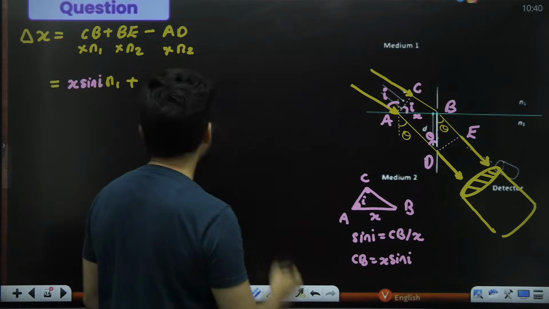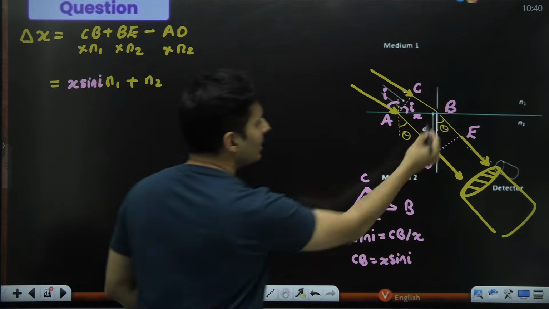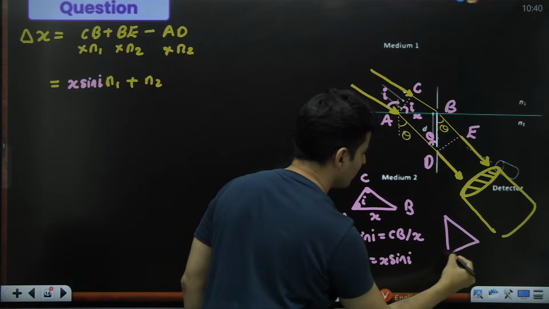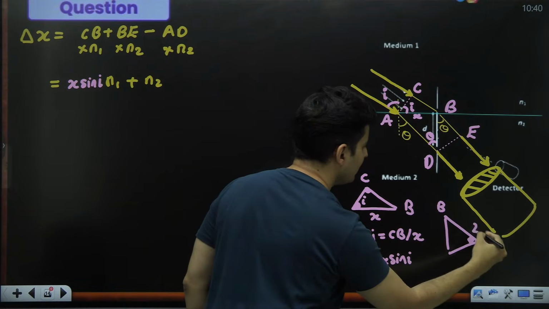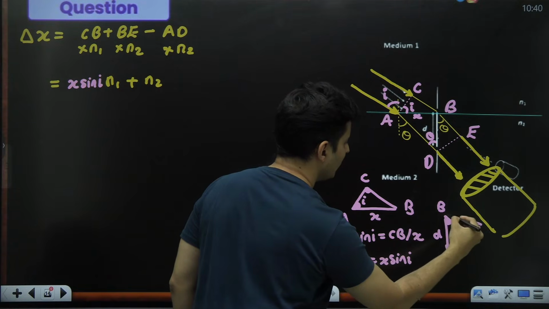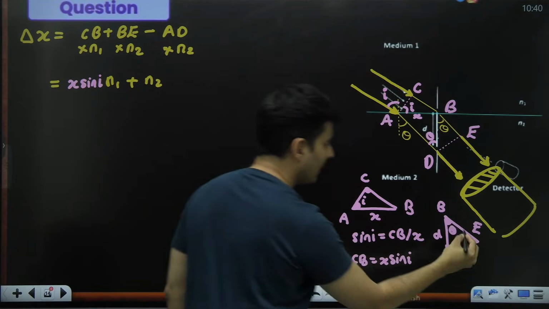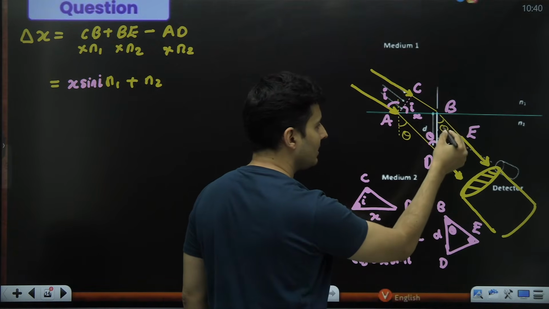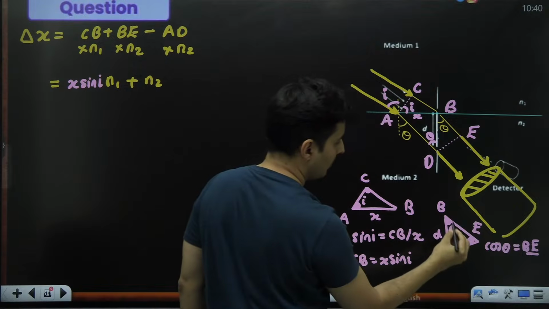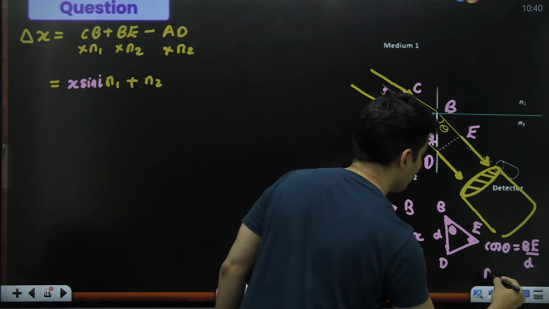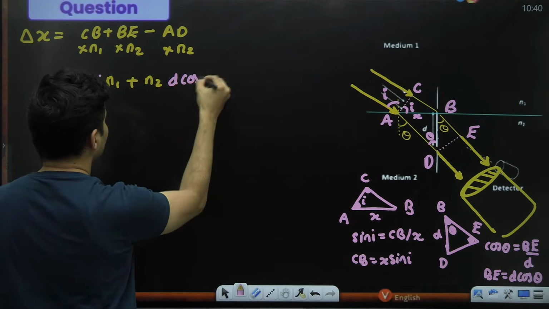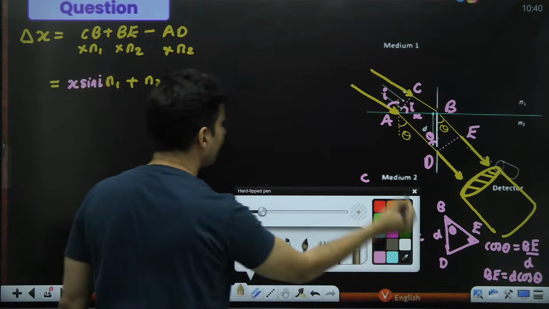Plus, what is BE? Before multiplying with N2, what is BE? BE is right over here. This is 90 degrees, this is B, this is E, this is D, this is small d, and this is basically your theta. So I can use the cos theta relationship. BE is adjacent to theta, so cos theta is BE, the adjacent, by the hypotenuse, which is D. So BE will be nothing but D cos theta. Minus AD.